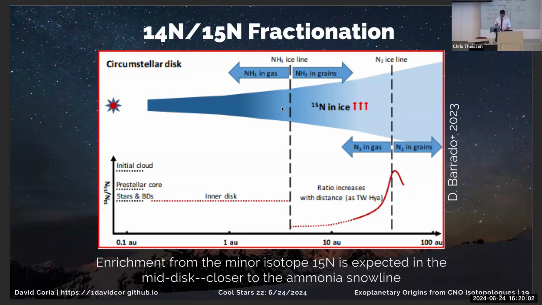So now the disk is sort of split by the ammonia snow line at 5 AU and the N2 snow line at around 20 AU. But you can see that the enrichment sort of changes depending on where you are in the disk.